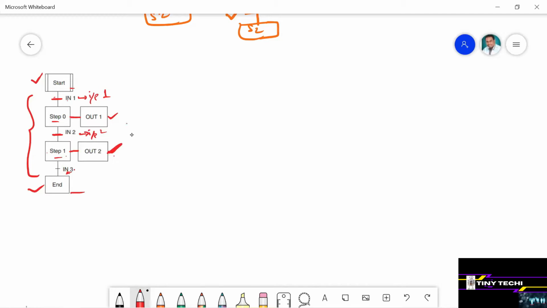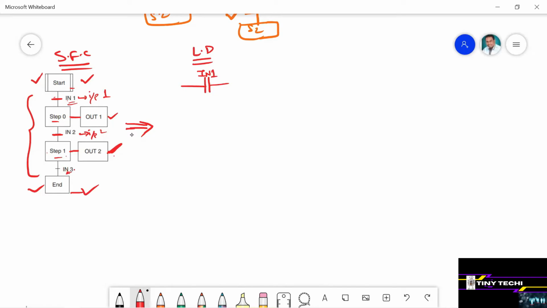Now we can implement this in a ladder diagram. This is a sequential function chart. How can we implement this in a ladder diagram? There is a start and an end. The end is there in a ladder diagram, but there is no start process in ladder logic. Directly we start with input 1.